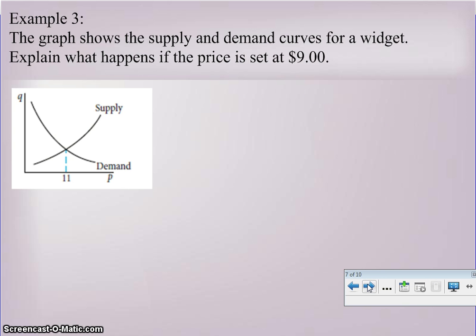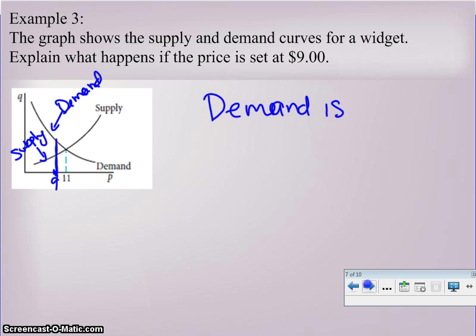All right, the graph shows the supply and demand curves for a widget. Explain what happens if the price is set at $9. So if you look at this, $9 is somewhere right about here. So coming up here, here's our demand curve, and here is our supply curve. And so you can see here clearly that the demand is greater than the supply.